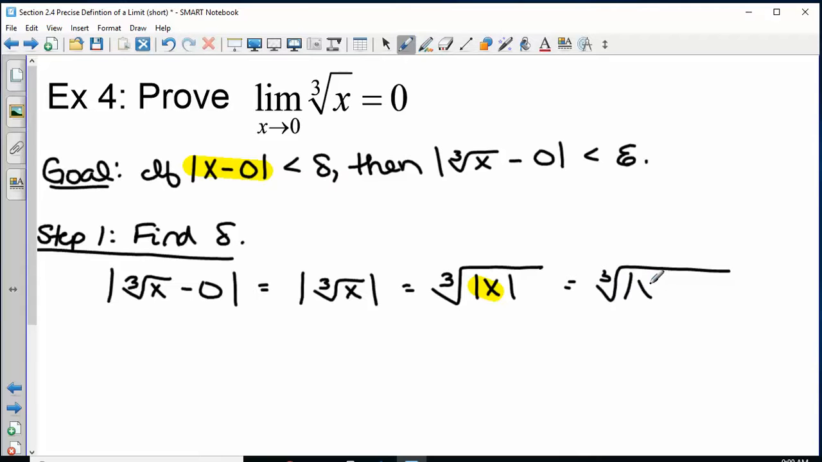You could write that if you wanted to. You really don't have to. I'm assuming we all know that that means the same thing. So write it if it helps you. But we know this is less than epsilon. So if you were trying to just solve for this absolute value of x minus 0, how would you get rid of your cube root? Cube it. So if we cube each side, then my delta needs to equal epsilon cubed here.